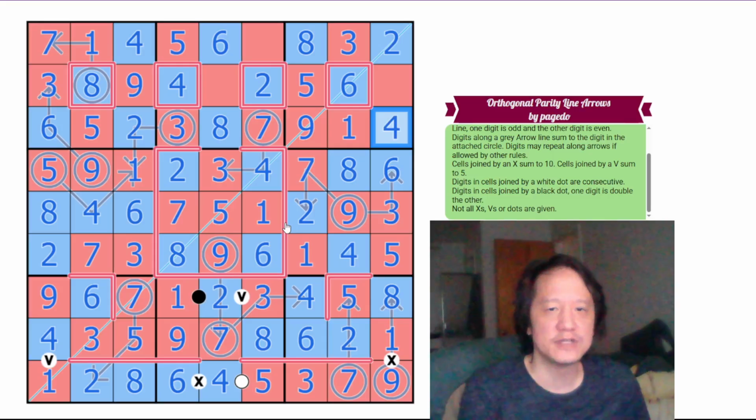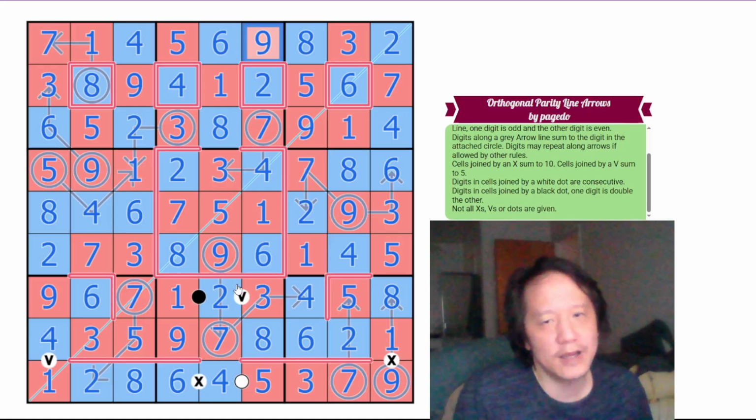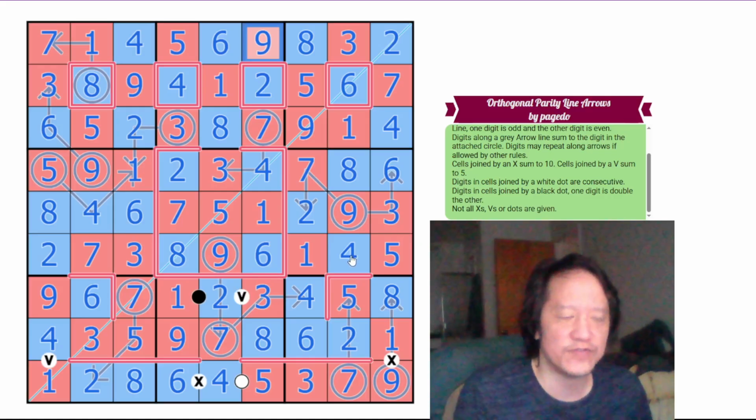That leaves this as a 4. That leaves this as a 7, and this as a 1, and this as a 9. And that's the solution. I would not consider this very easy.